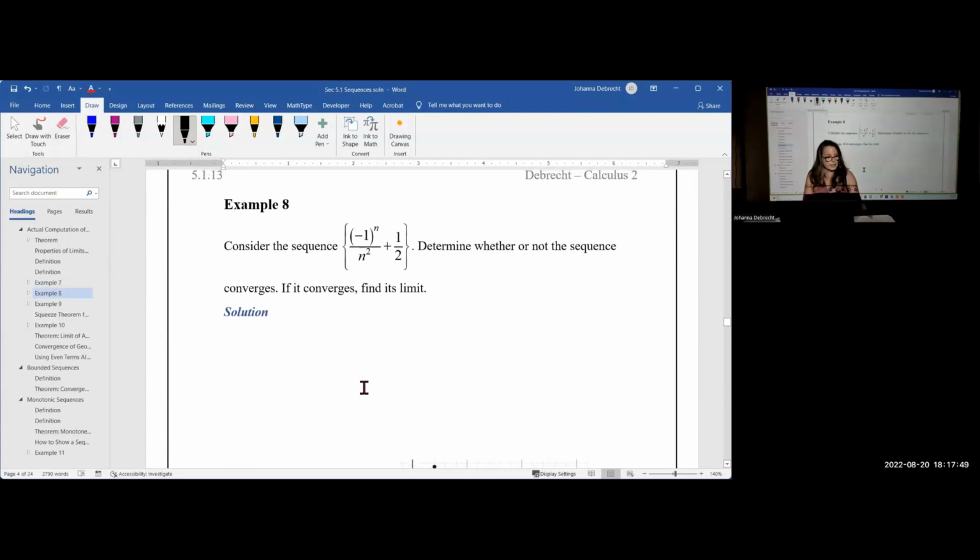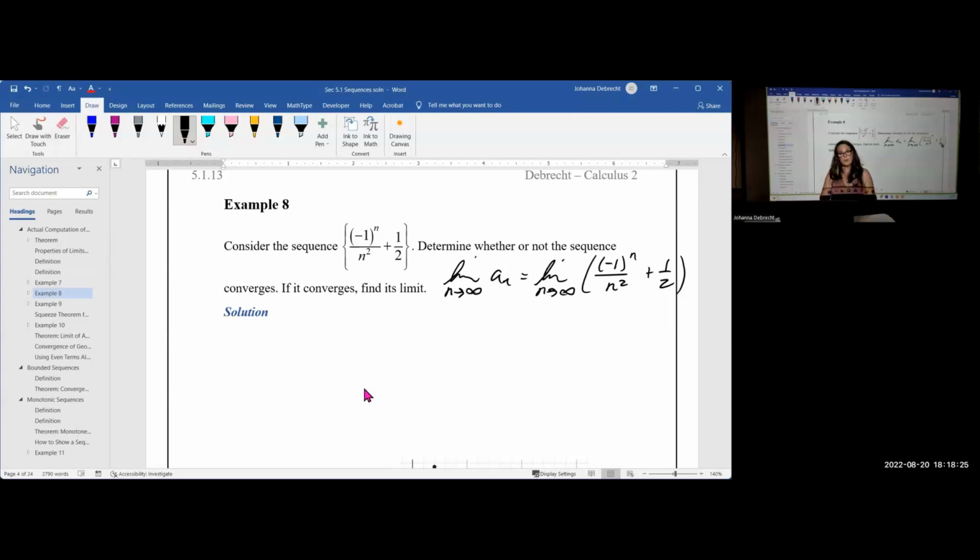Now let's take a look at example number 8. When we're looking at example 8, we want to consider this sequence here and decide whether or not it converges. And if it does converge, we want to find the limit of it. We can see that the first term is going to be alternating, but the second one is the constant plus 1/2. So remember that to find the limit, we take the limit as n goes to infinity of a sub n, which is the limit as n goes to infinity of (-1)^n over n squared plus 1/2.